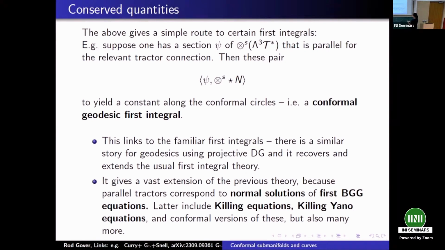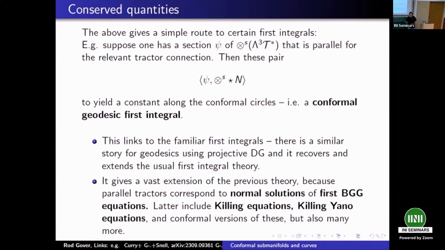So you have some psi, which is a parallel tractor, but it may be made of simpler parallel tractors. And you compare it with tensor products of this canonical object in such a way to make a scalar, then that's going to give you first integrals along the curve. That's it, right? So now it sounds like you're doing nothing, but actually, when you do the projective version of this, it recovers the usual way people make conserved quantities for geodesics.